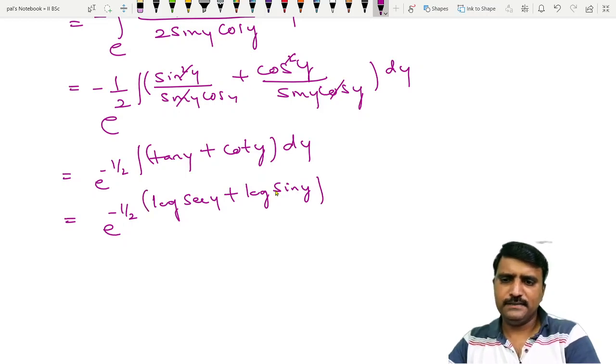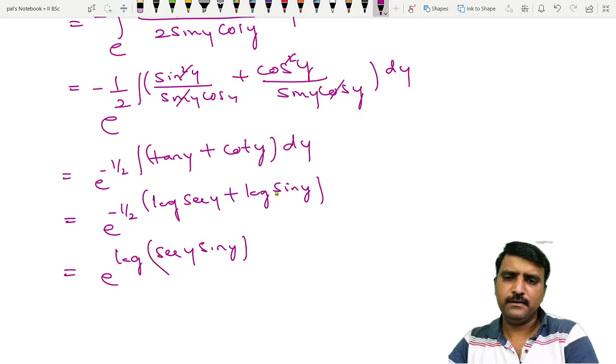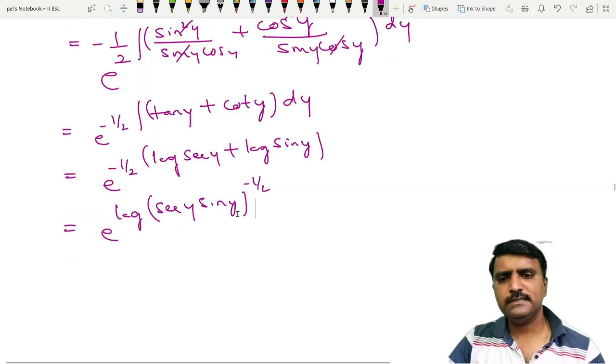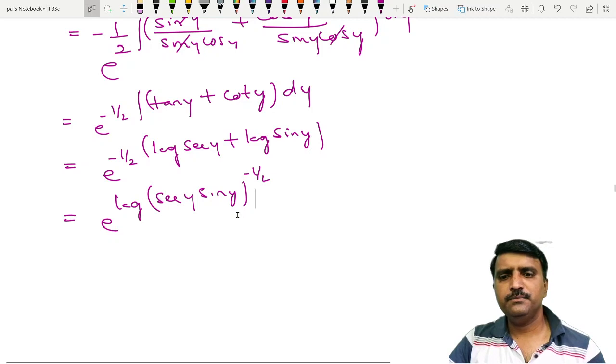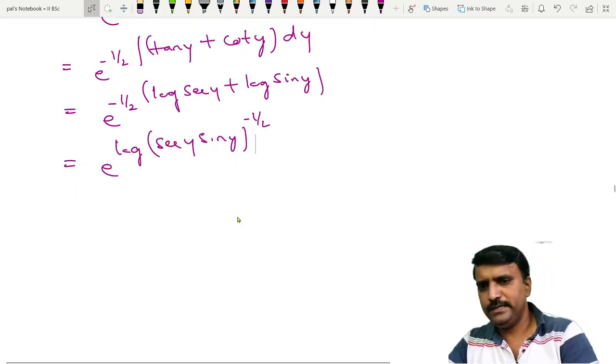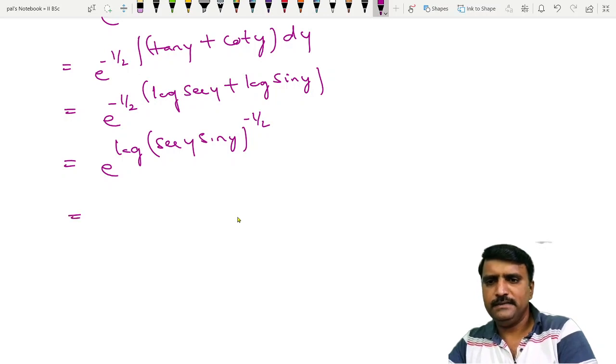Again, you can write this as e to the power of log of (secant y into sin y to the power minus 1 by 2). The 1 by 2 here can be brought inside as a power. Log m log a can be written as log a to the power m. So here we can write log a as secant y into sin y to the power minus 1 by 2.